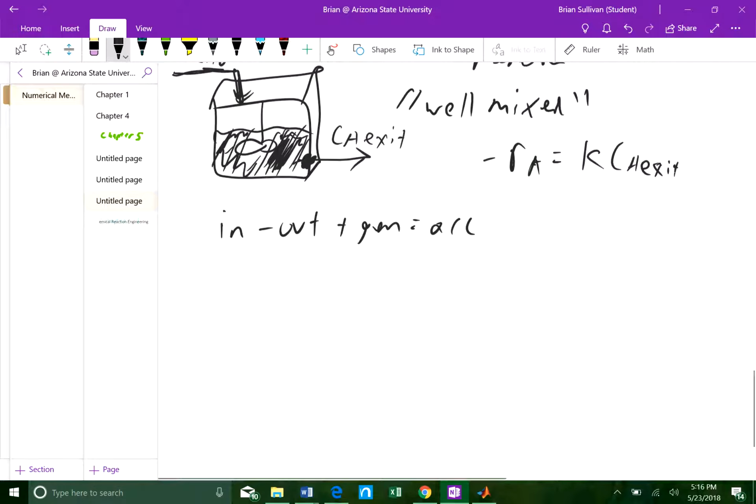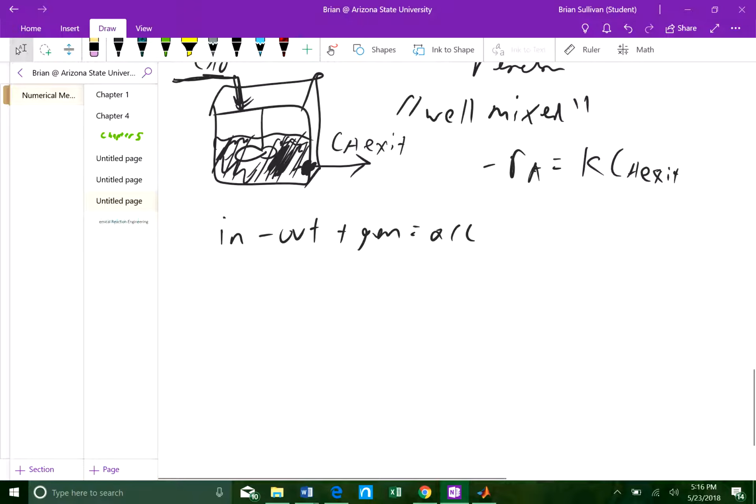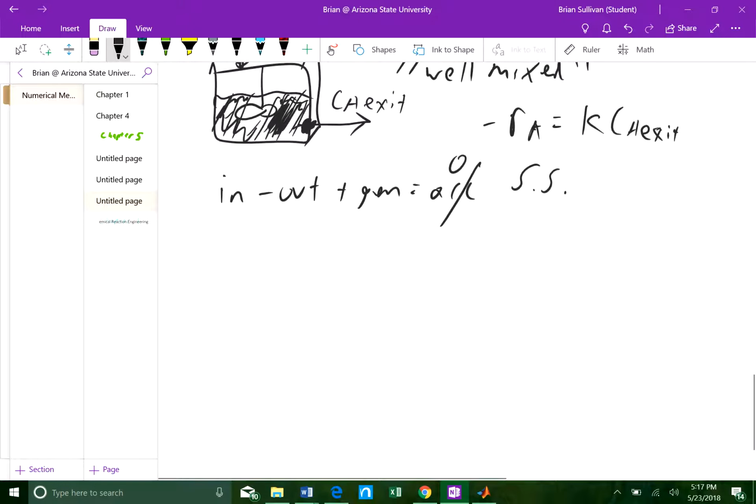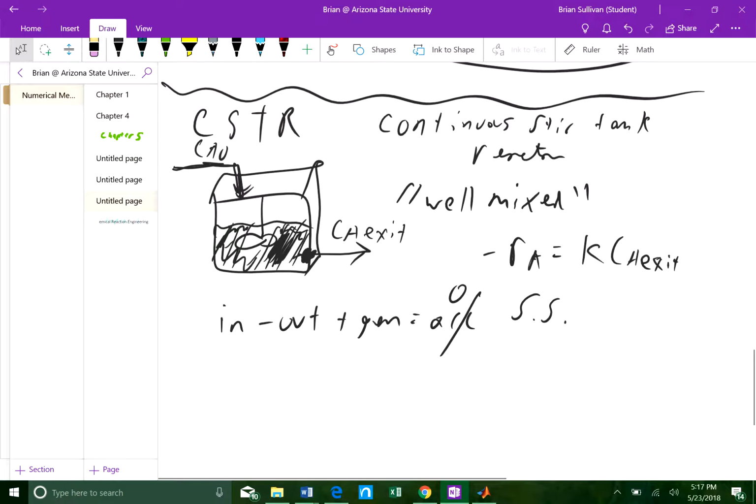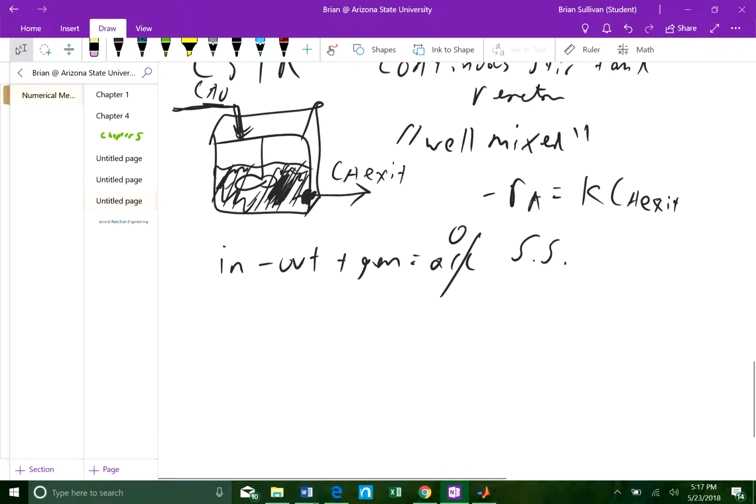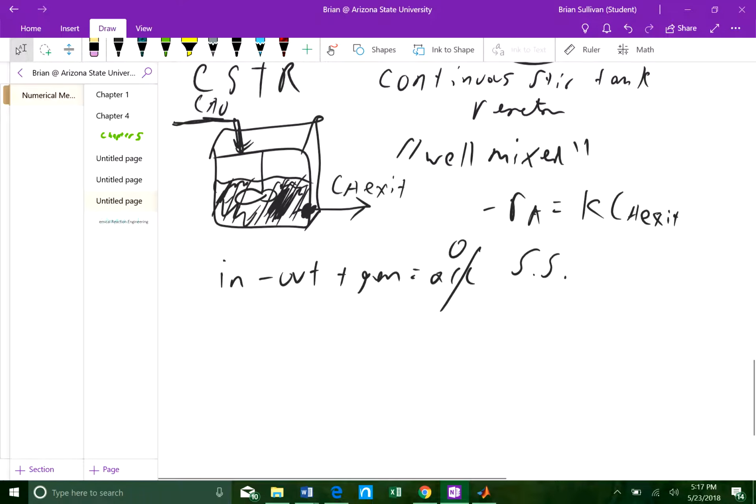So you're going to find that this material balance is very easy because you're not going to be dealing with any derivatives. There's no dCA over dt or anything like that. Also, it's at steady state, which means accumulation is 0. That's the steady state assumption. Nothing's changing in the box with respect to time. So you're going to find that these problems are the easiest among all four reactors. Those four reactors, again, are batch, CSTR, PFR, and PBR.